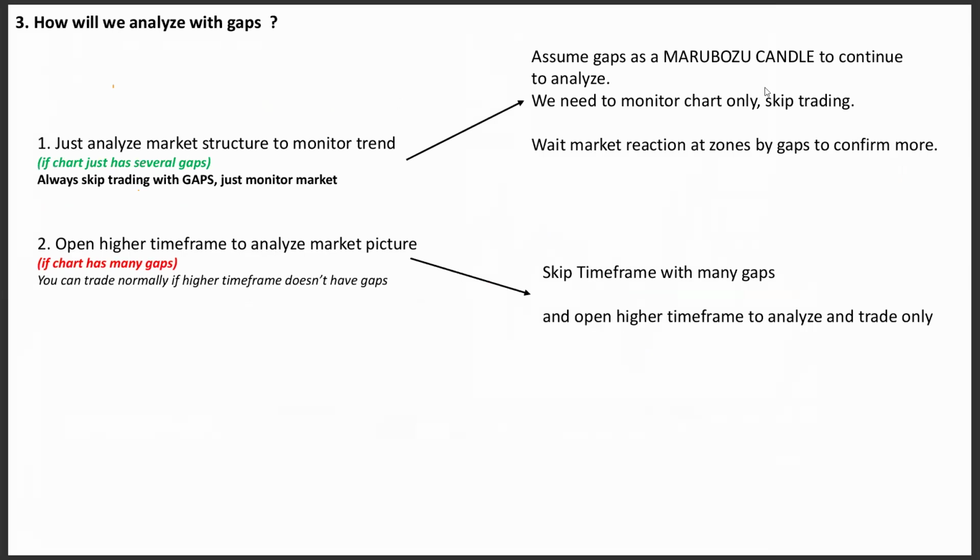Now, like I said, if there are just little gaps, like a few gaps, assume that the gap is a Marabozu candle, you need to just check your market structure and continue trading. Also, you have to wait for price to get to your, let's say, 15 minutes key level. You have to wait for 5 minutes confirmation to buy. You understand? Now, if there are too many gaps, just keep that time frame, go to a higher time frame, or skip the pair.